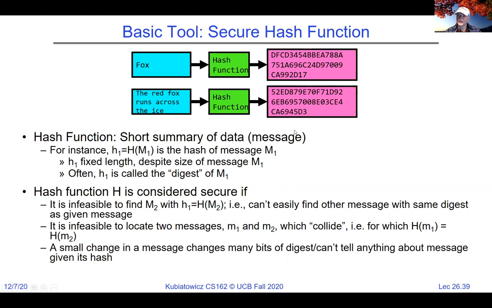And a lot of the things you hear about in security literature using cryptography assume that the hash function is a reasonable proxy for the data itself. Okay, so SHA-256 is a good example.